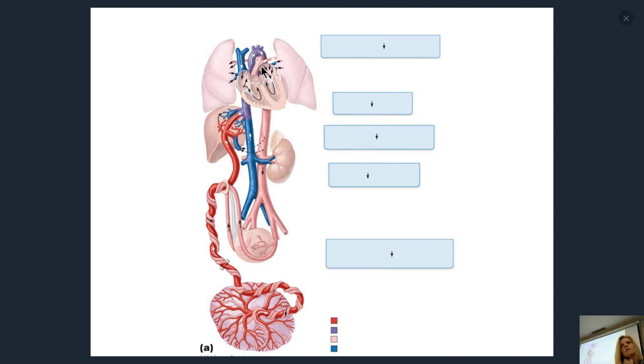And I can show you a picture of our fetal circulation model. It's shown a little bit better there. But if it's between two arteries, it's the ductus arteriosus. Between two veins, it's the ductus venosus.